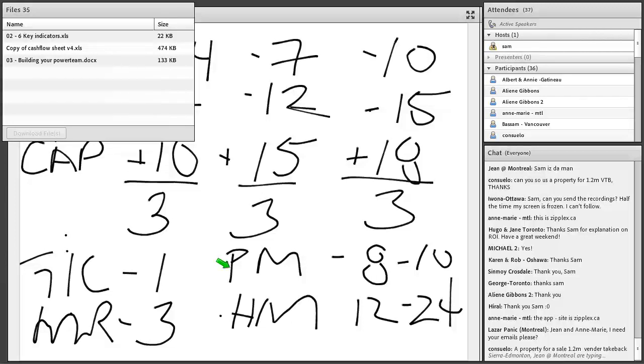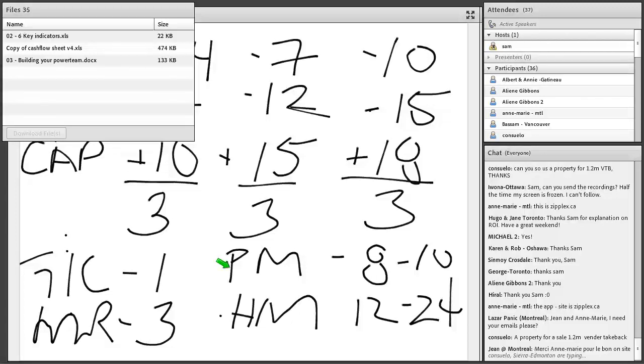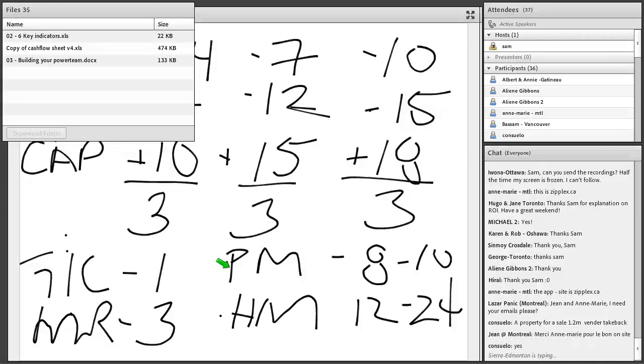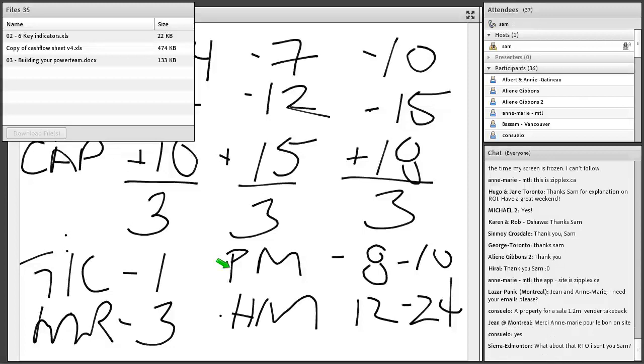And Consuelo, I'm just looking at that message you sent me. Can you explain that a little bit? A property for sale, 1.2 million, vendor take back. Okay, can you send me the email for that information? Consuelo, do you have numbers on it? Vendor take back. Okay, good. Just send it to me. I'll look it over.